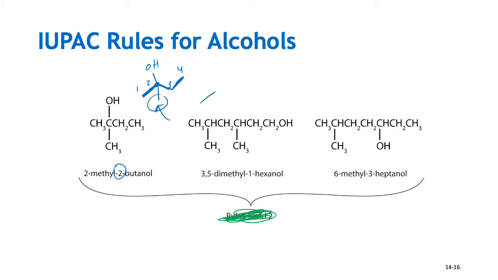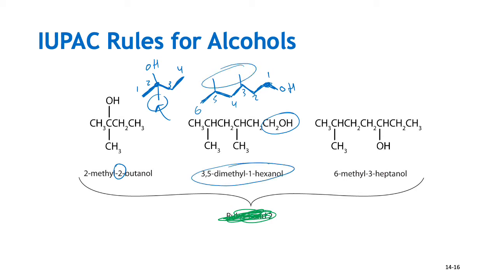Okay, this one looks like this. So 1, 2, 3, 4, 5, 6. So that's going to be a hexanol. I'm going very fast, so make sure to slow this down. It's going to be a 1-hexanol because the alcohol is at carbon 1. You'll see it right here. And there's a methyl coming off of 3 and a methyl coming off of 5. So it's going to be a 3,5-dimethyl-1-hexanol.